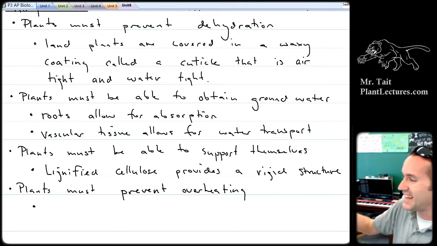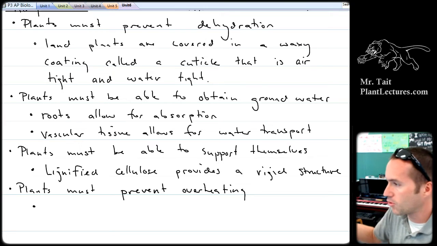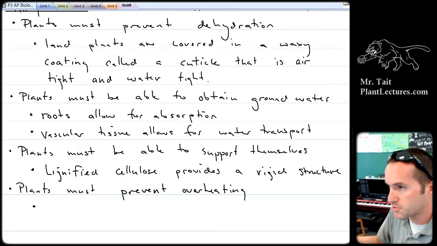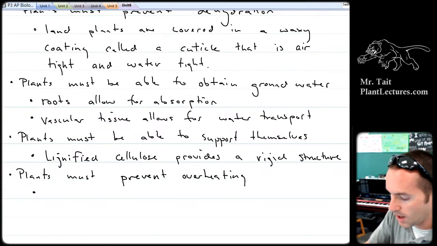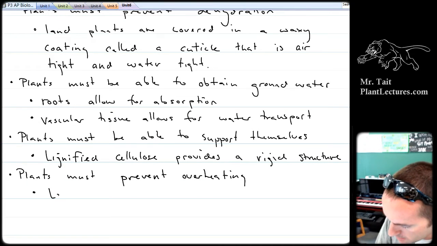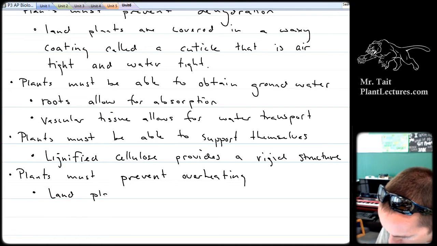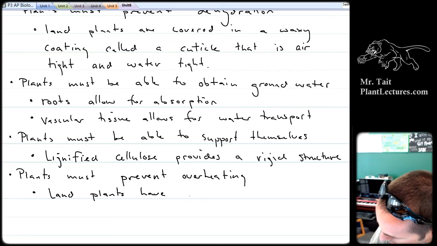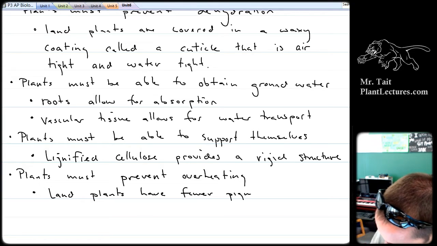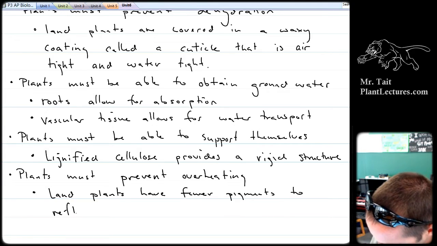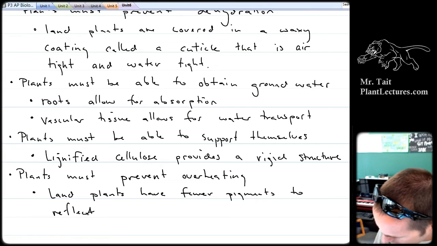But on land, right, plants are getting the full brunt of the sun, right? And so they need to be able to reflect more light in order to prevent absorbing too much energy and getting too hot, right? So land plants have fewer pigments to reflect more light.